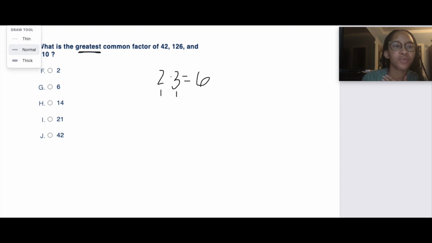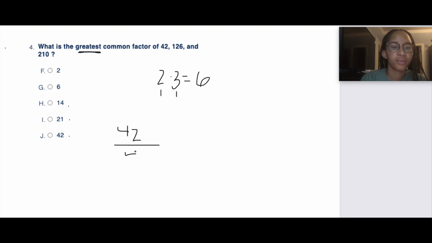So where I would start with these questions is I would automatically divide the answer choices into the numbers we have. So I'll explain. I'll take 42 and divide it by 42, and that's going to be 1. And then I would take 126 and divide it by 42, and that would give us 3.